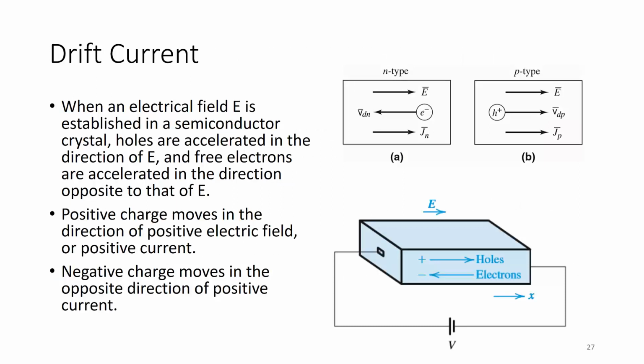Drift current is also something that you've learned in science subjects earlier, but I'm just repeating it here. When an electric field is established in a semiconductor crystal, holes are accelerated in the direction of the electric field, and free electrons are accelerated in the direction opposite to that of the electric field. So positive charge moves in the direction of positive current, and negative charge moves in the opposite direction of positive current, even though the current is most probably formed by electrons.